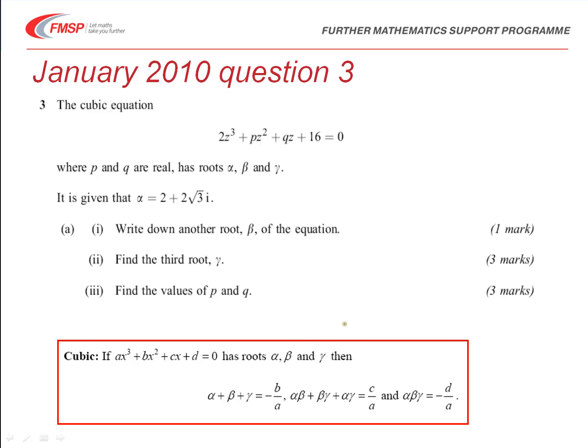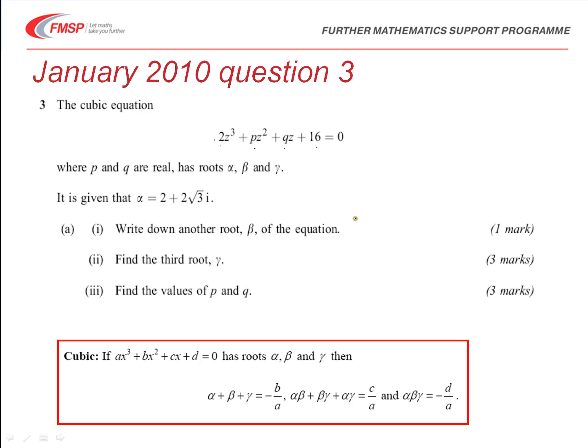So in this question we have 3 parts. Firstly, we're given a cubic equation and we're given one of the roots. And notice we are told quite clearly that P and Q, 2 of the coefficients that we do not know, are real, and obviously the other 2 coefficients are also real, which means then that our roots must be conjugate pairs.